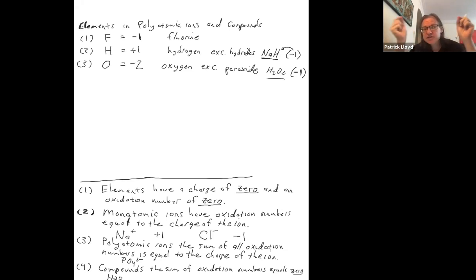If you have a contradiction, so if it doesn't work out that you can have F be -1 and O be -2, the first rule, the one that's higher up, supersedes anything that comes after it. So fluorine is the dominant guideline, and then hydrogen, and then oxygen. Okay, so those are the three important elements.